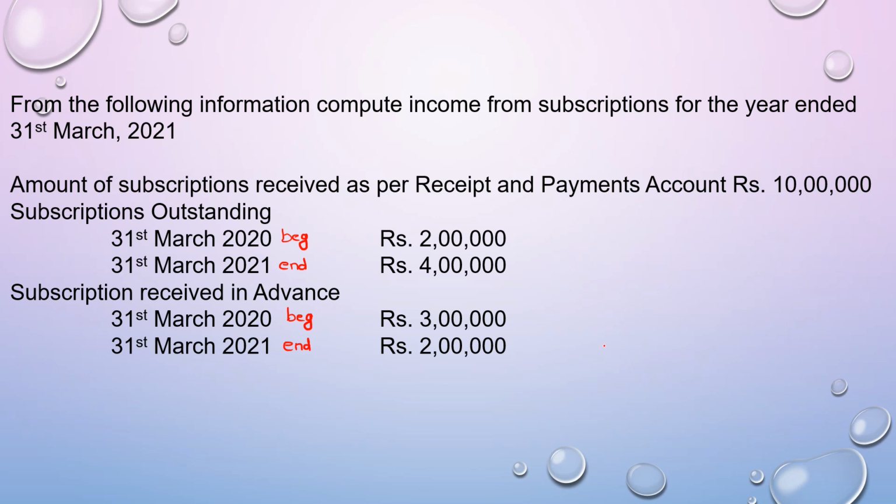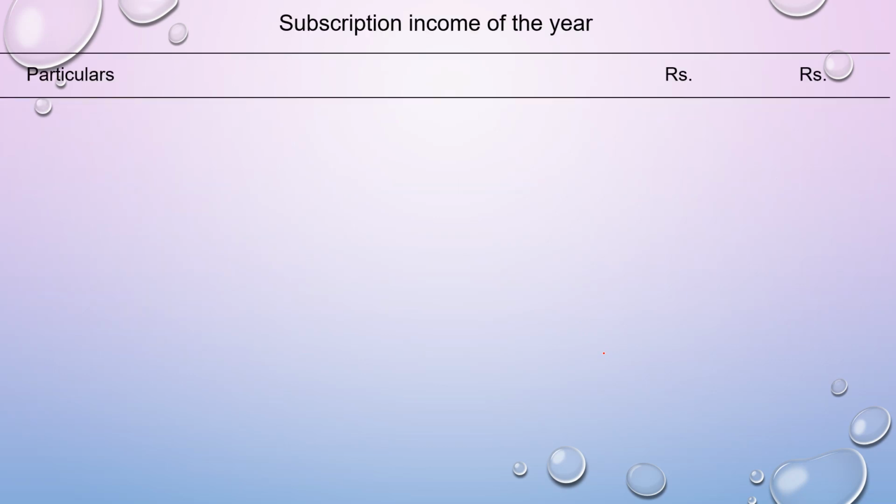Please pause the video and note down the question. Now moving further, this is the statement format where you write calculation of subscription income of the year, particulars, rupees, rupees, inner and outer column.